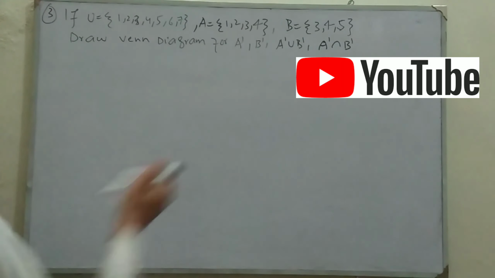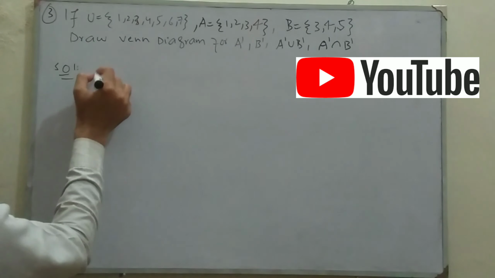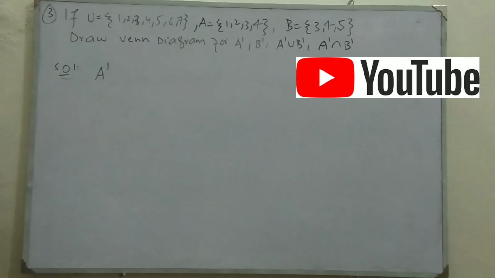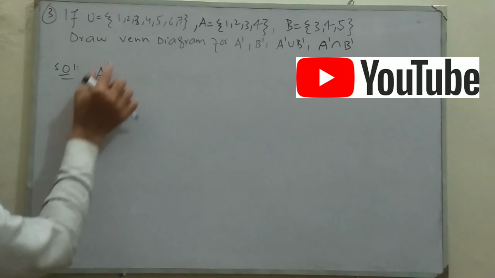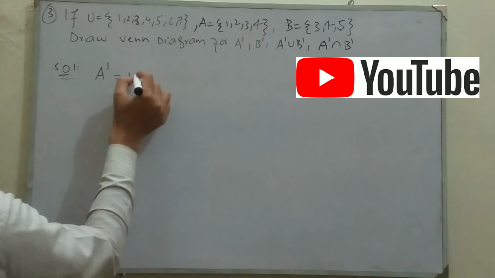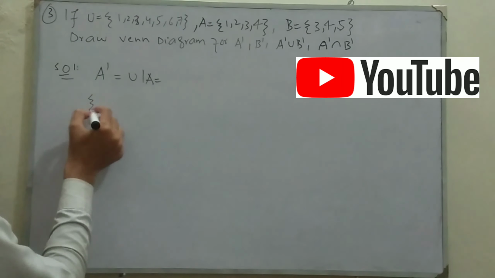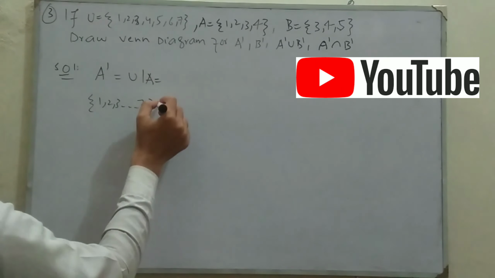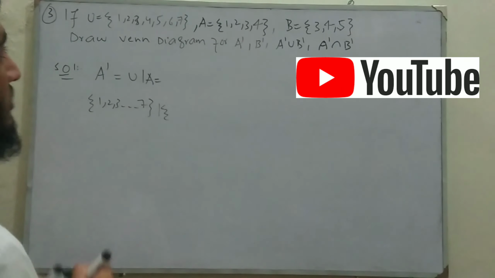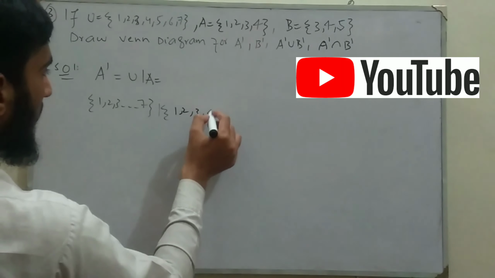So first we are going to find A complement. You know that the complement is the difference of the given set from the universal set. So A complement means U minus A. U is {1, 2, 3, 4, 5, 6, 7}, minus our A set, which is {1, 2, 3, 4}.